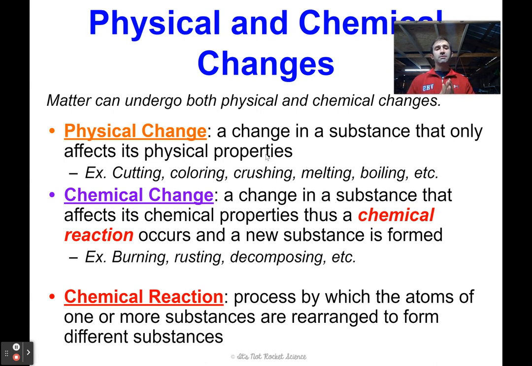A chemical change, like we said in the last slide, is a change in a substance that affects the chemical properties. Thus, the chemical reaction occurs. Examples: burning, a new substance is formed. Burning, rusting, decomposition, that's all chemical changes. It's no longer the same thing anymore, it's different. And a chemical reaction is a process by which atoms of one or more substances are rearranged to form different substances. Okay? And we'll do this in chemistry. We'll actually write the reaction out, write the arrow, show what's on the other side, balance the equation, that kind of thing. This reacts with this to form this.